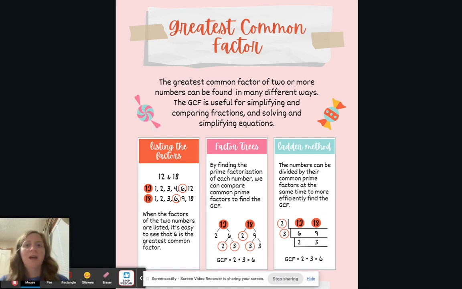The greatest common factor of two or more numbers can be found in many different ways. The GCF is useful for simplifying and comparing fractions and solving and simplifying equations. But most importantly, these are usually found when you're taking the academic team Governor's Cup test. These are usually found in questions 1 through 5. They're what's considered to be the easy questions.